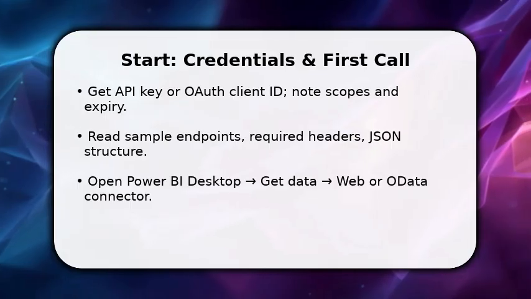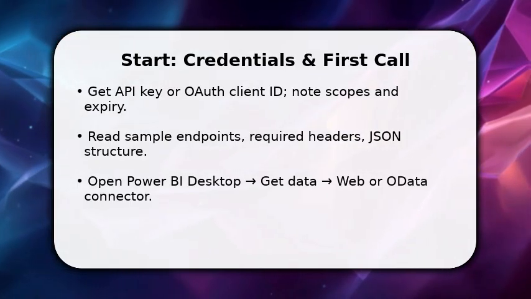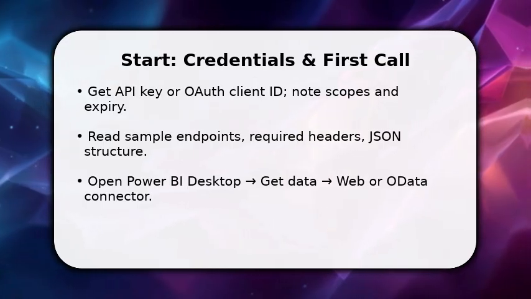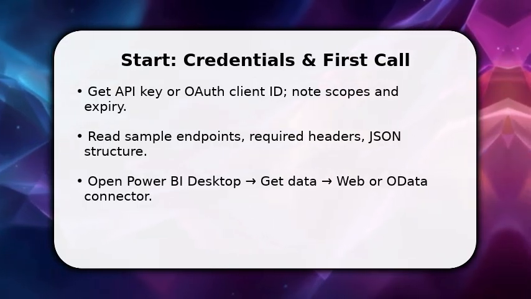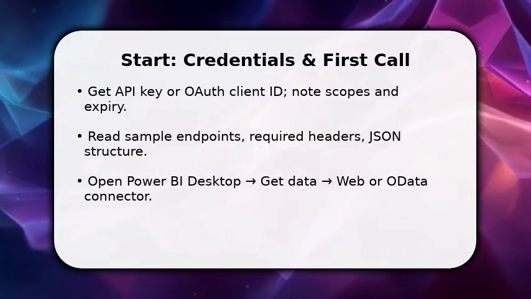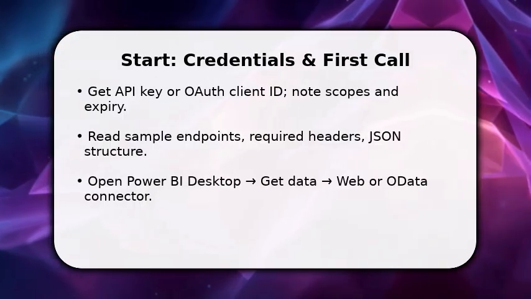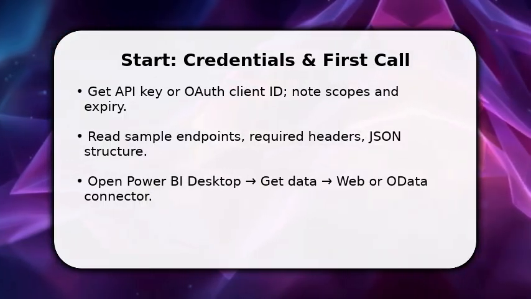You begin by securing access. Obtain the API key or OAuth client credentials and confirm scopes. Once done, inspect the API docs to identify the endpoint and required headers. That saves time. Now open Power BI Desktop and choose Get Data, Web or OData if provided.